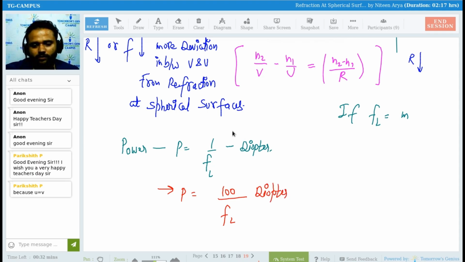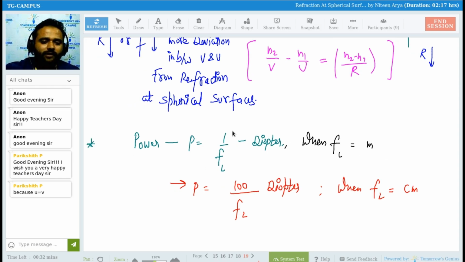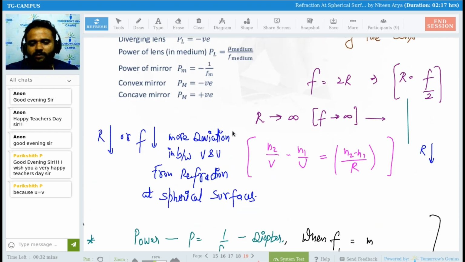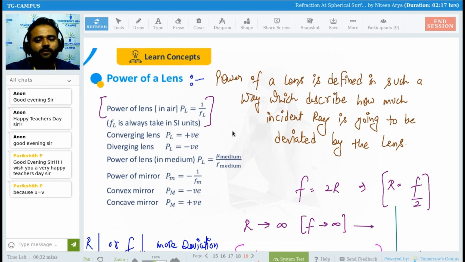And why so? When this FL is in centimeters, we can write in the same analogy, then the focal length of the lens is in meters. Is this clear? That is already known from the previous class, from the 10th class. That is why I have not given it to you guys, but still, as a simple revision, we can do that. Clear?